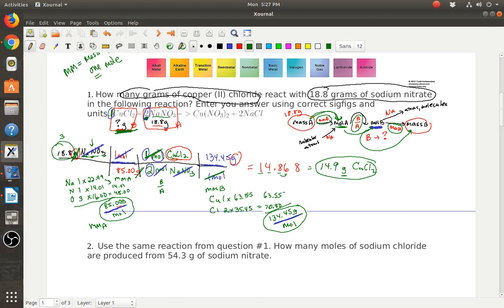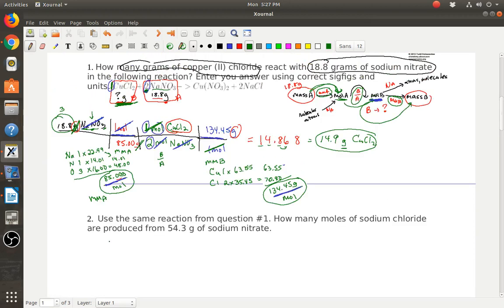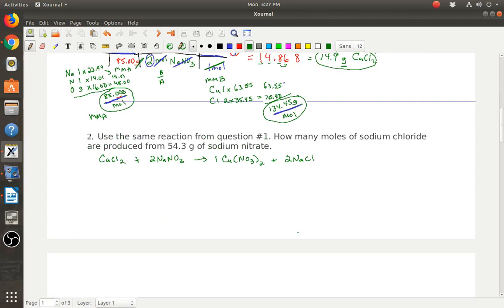All right, let's do the next one. Use the same reaction. So I'm going to write the reaction again, just so we can mark it up. Copper 2 chloride plus 2 moles of sodium nitrate gives you 1 mole of copper 2 nitrate plus 2 moles of sodium chloride. Okay? All right, same reaction. How many moles of sodium chloride? So, question mark, moles this time. Produced from 54.3 grams of sodium nitrate.